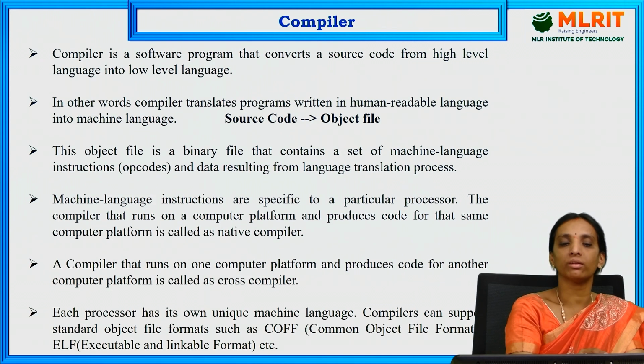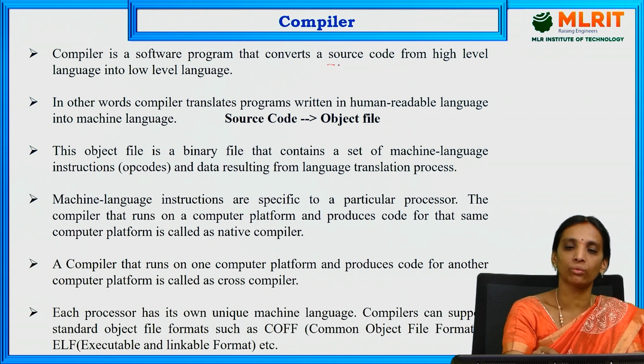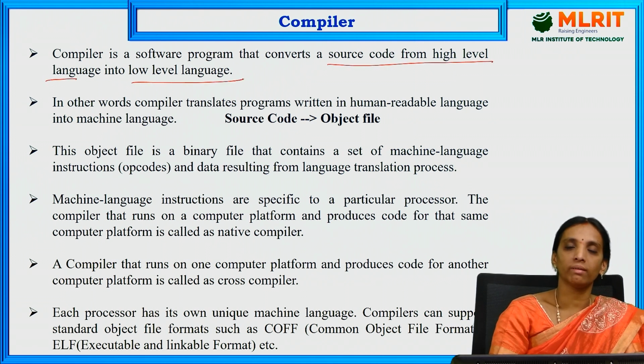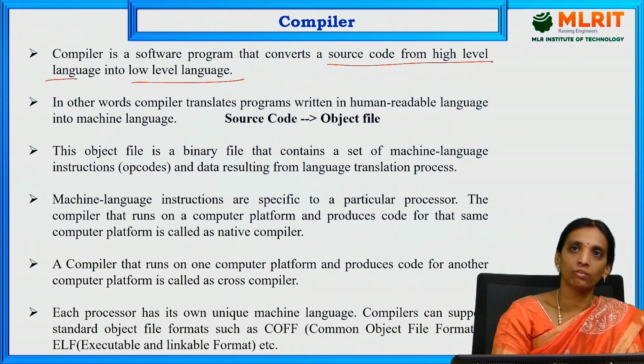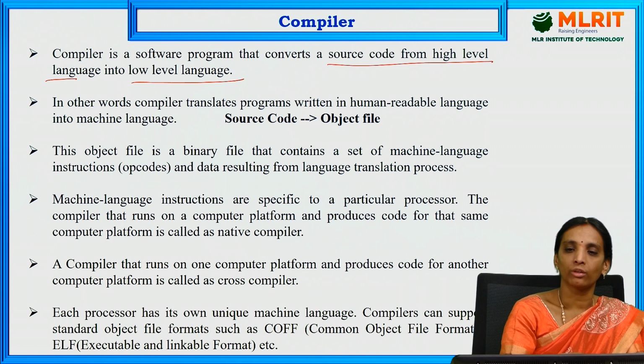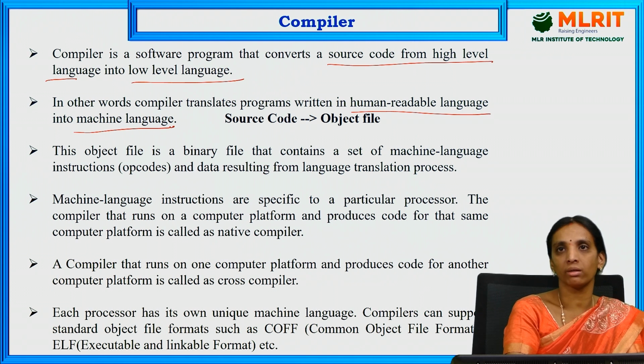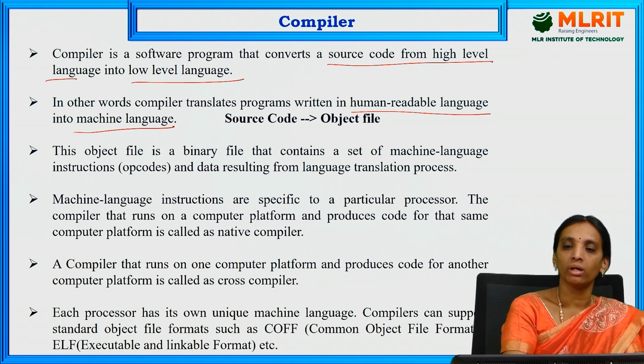A compiler is a software program that converts the source code from high level language into low level language. In this compiler, different processes are done. First, it converts the high level language program into the low level language program, and after that it translates the programs written in human readable language into machine language. The processor can understand only machine language. It does not understand user readable language.